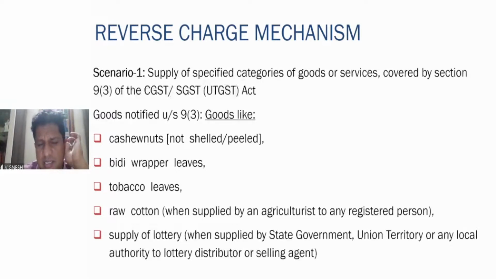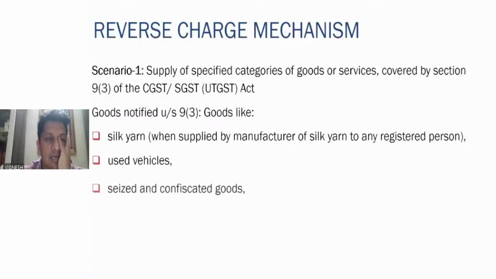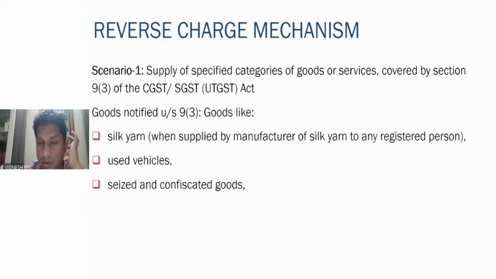So in these cases, the recipient of goods has to pay the GST directly to the government. Supplier need not collect. Recipient will calculate and pay himself directly to the government. Right? Silk yarn, used vehicles, seized and confiscated goods, all these come under the reverse charge mechanism.